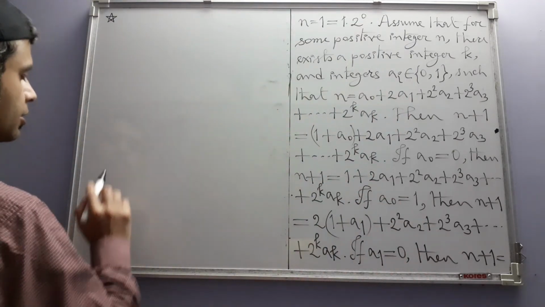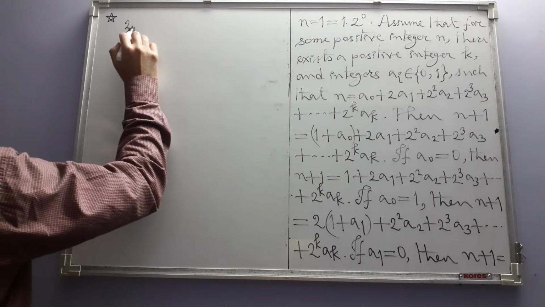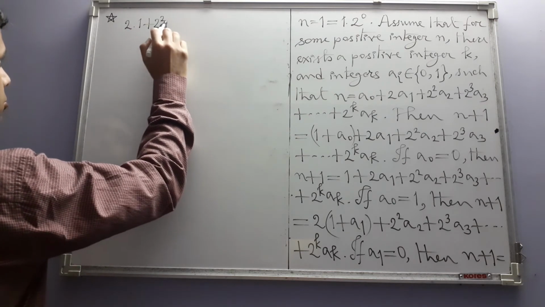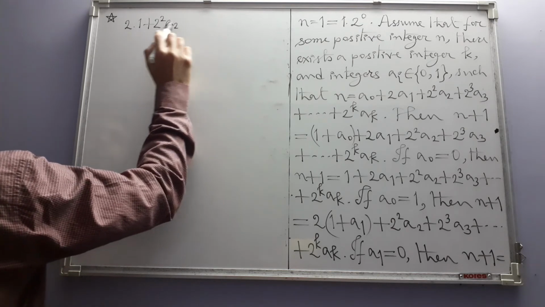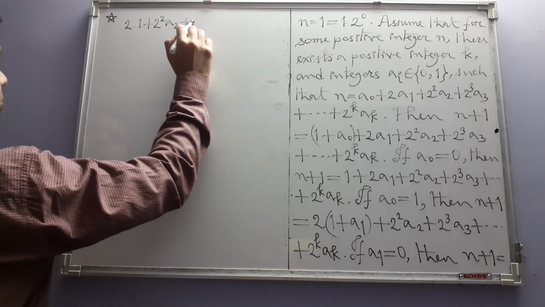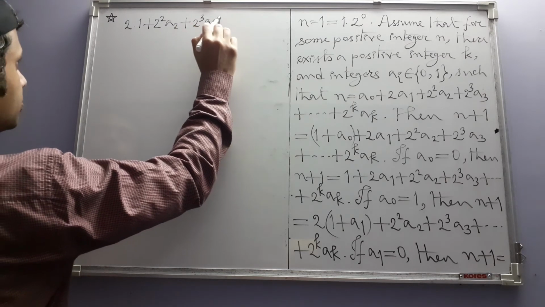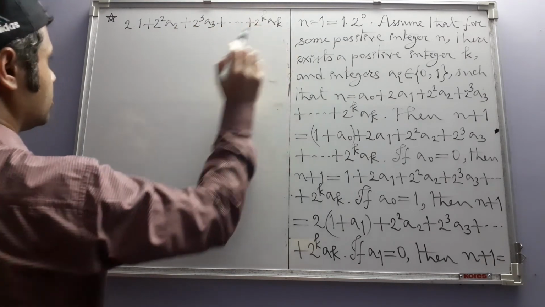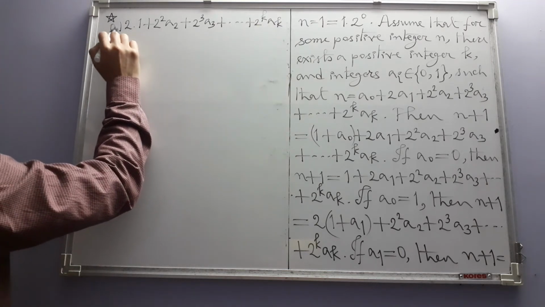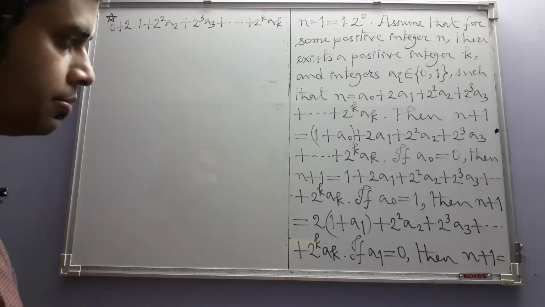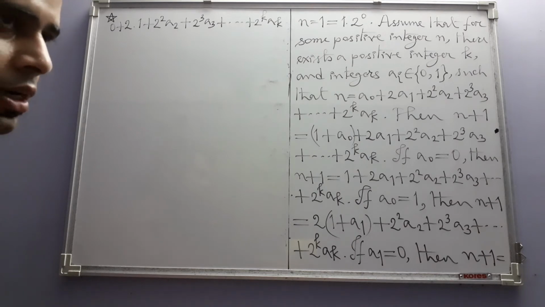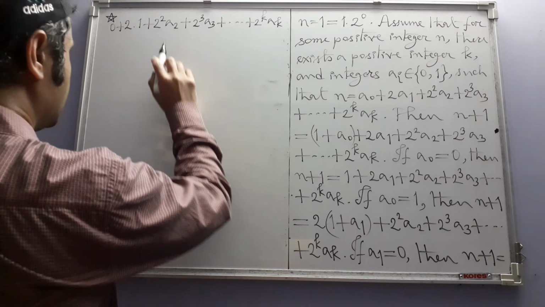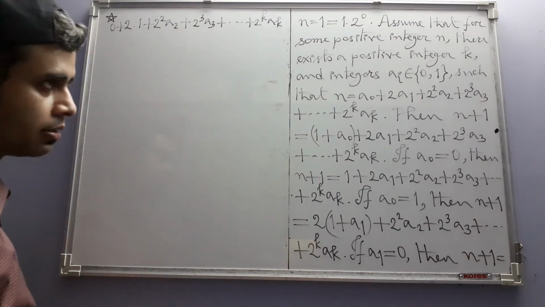Then n plus 1 is 2 times 1 plus 2 square a2 plus 2 cube a3, etc. plus 2 to the power k ak. And note that here in place of a0 you can write 0. 0 can be our new a0, okay, and our new a1 is 1.